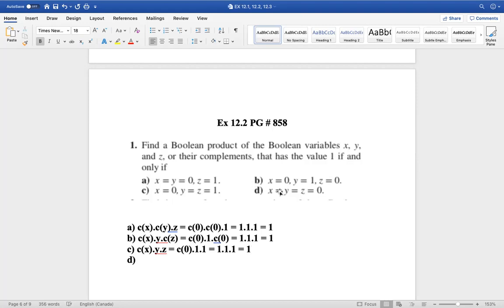Last, z. So we have x, y, z all 0. So we take the complement of all of them. Complement of x dot complement of y dot complement of z equals complement of 0 dot complement of 0 dot complement of 0. This equals 1 dot 1 dot 1 equals 1. Okay, pretty straightforward.